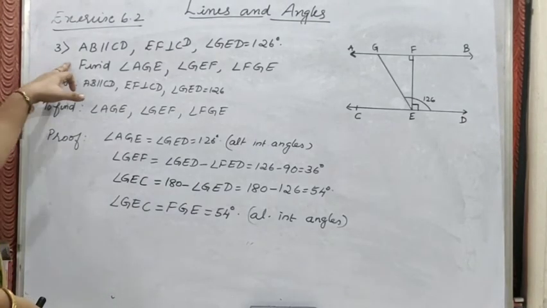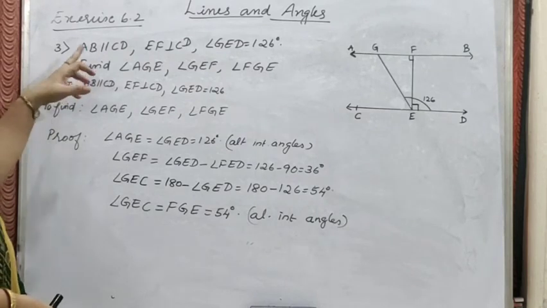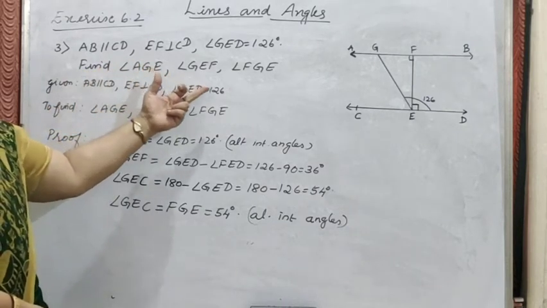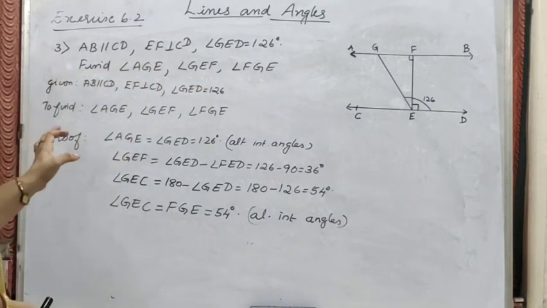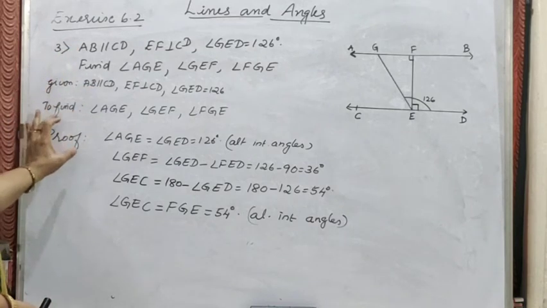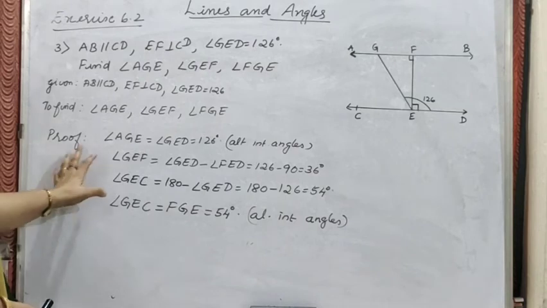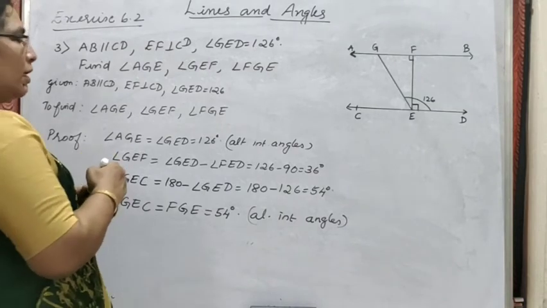Third question. AB parallel to CD, EF parallel to CD, angle GED equal to 126, find AGE, GEF, FGE. If I read this you will not understand anything, whatever is given and whatever is to be found we have written already. Now the proof will go. What is given? AGE. AGE is this angle.